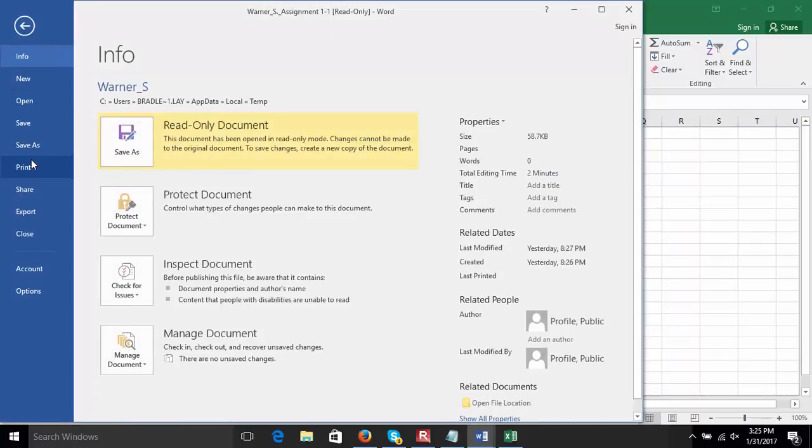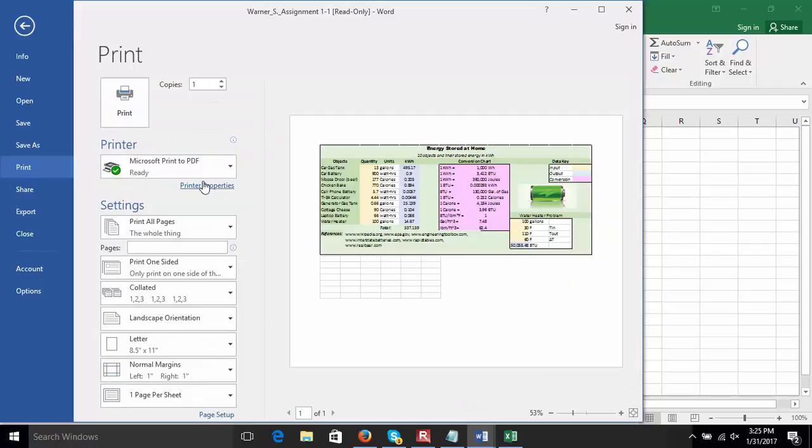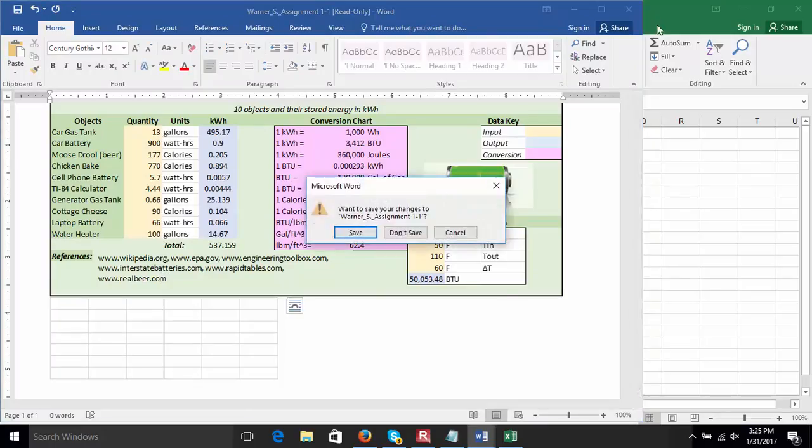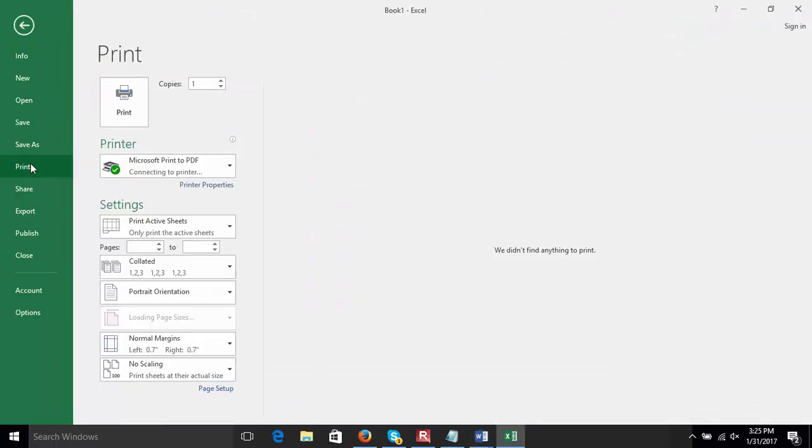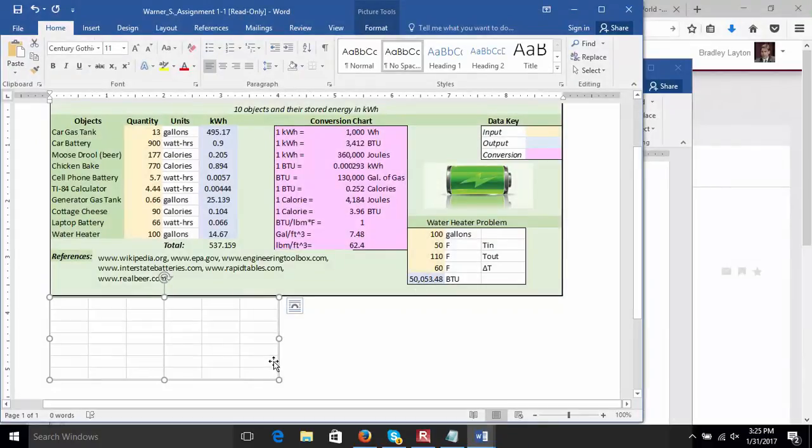In my version of Word, I can print it to PDF. That's the easiest way. Maybe your version of Word doesn't have that, but that's one way to print this out. And I think you can also do that from File, Print, PDF. Some versions of Microsoft have it, some don't. Back in the day, you used to have to pay for that.